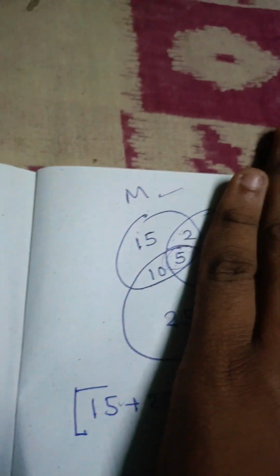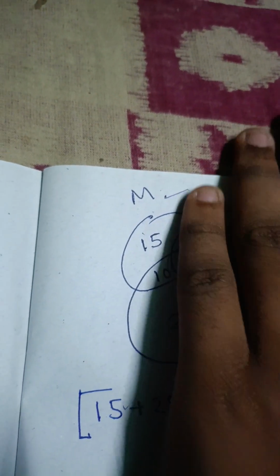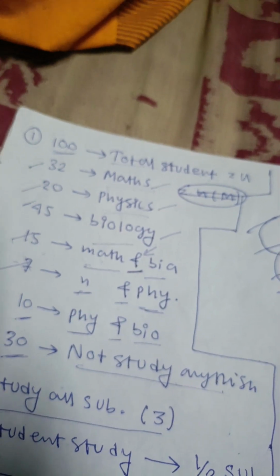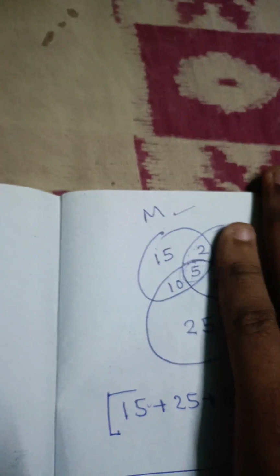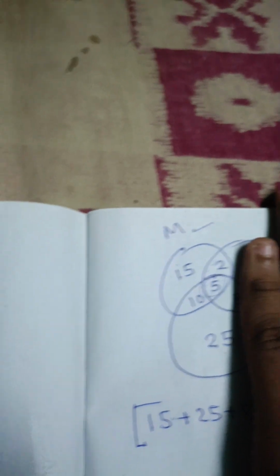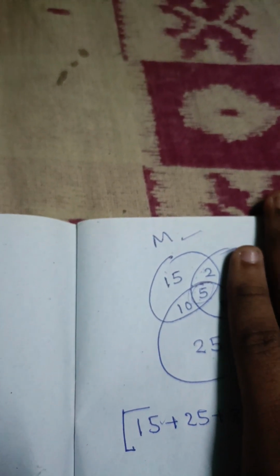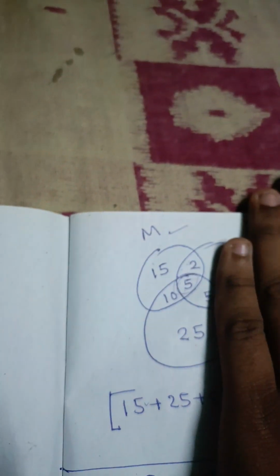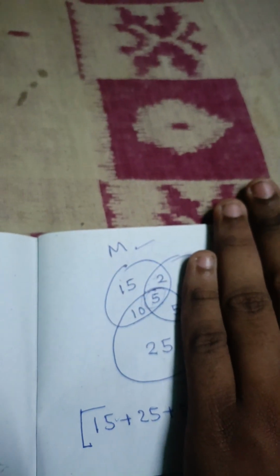We have to do the same for maths and biology. There are 5 students who are studying physics, maths and biology. There are 15 students who are studying maths and biology. So there are 5 students who are studying physics, maths and biology, and we have to find how many distinct students are studying only maths and biology. That is 15 minus 5, that is 10.